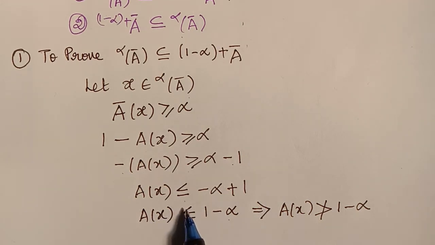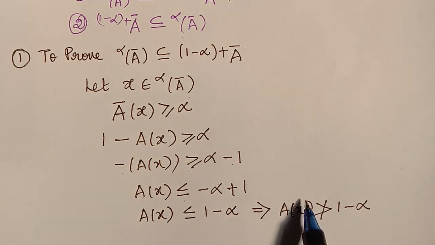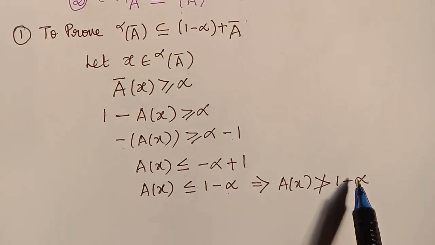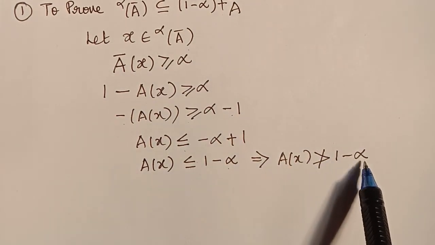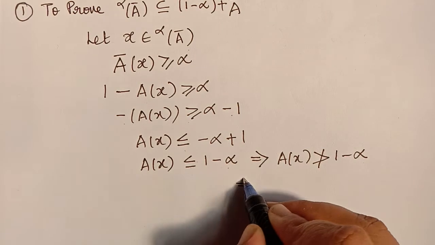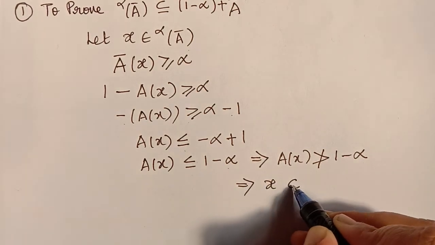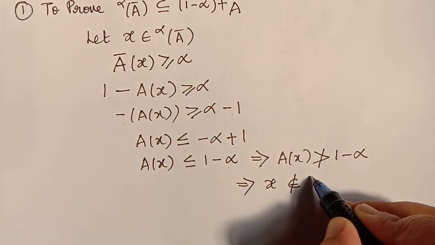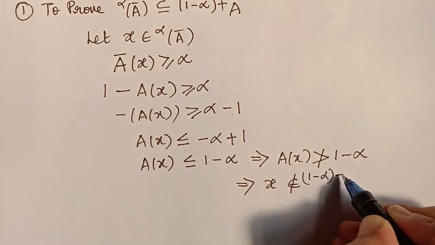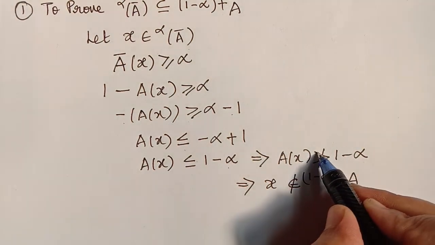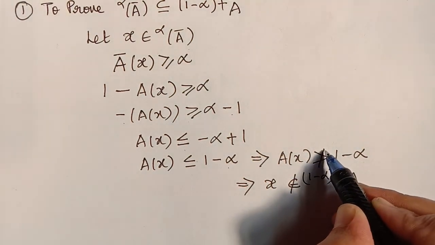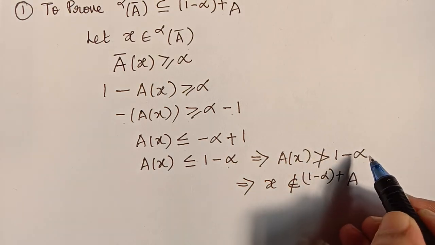So A of x can be either lesser or equal to 1 minus alpha, which means that it is strictly not greater than 1 minus alpha. If this is not greater than 1 minus alpha, we can say that x is not an element of the 1 minus alpha strong cut of A. The reason is it is not strictly greater than 1 minus alpha.